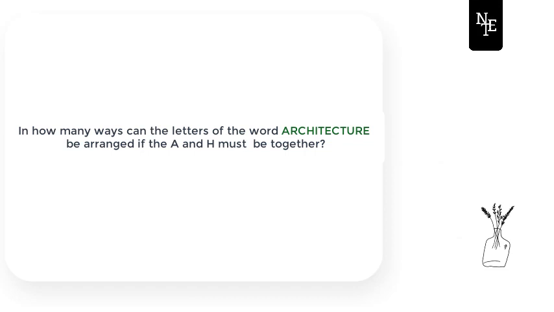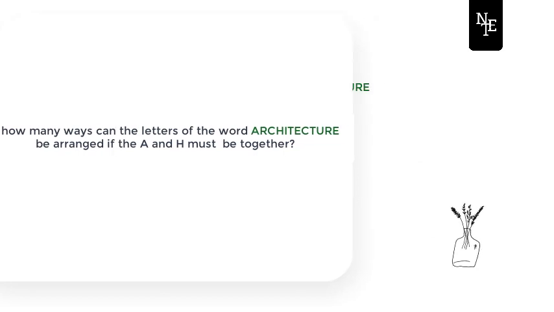In today's video, what we're going to look at is permutations that have restrictions. In the first example I'm going to use the restriction on letters, and then we will look at more examples in future videos. With this one we want to find out in how many ways can the letters of the word architecture be arranged if the H and the A must be together.